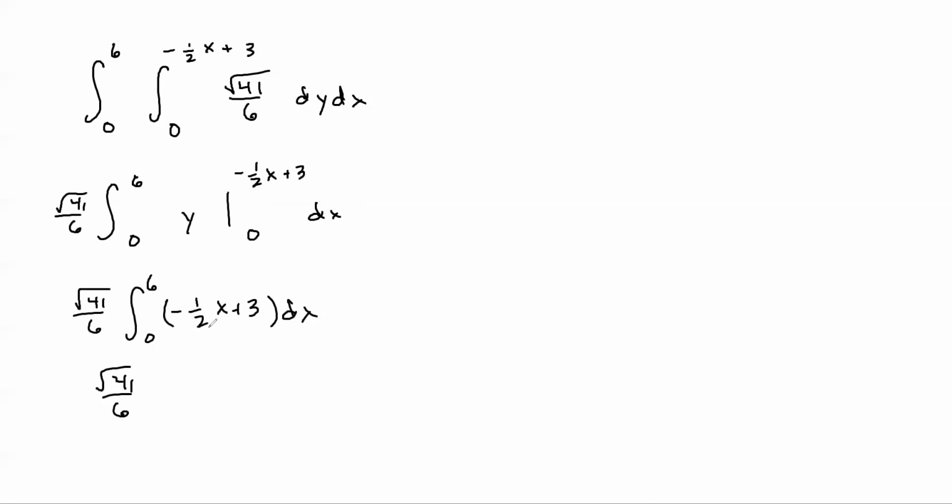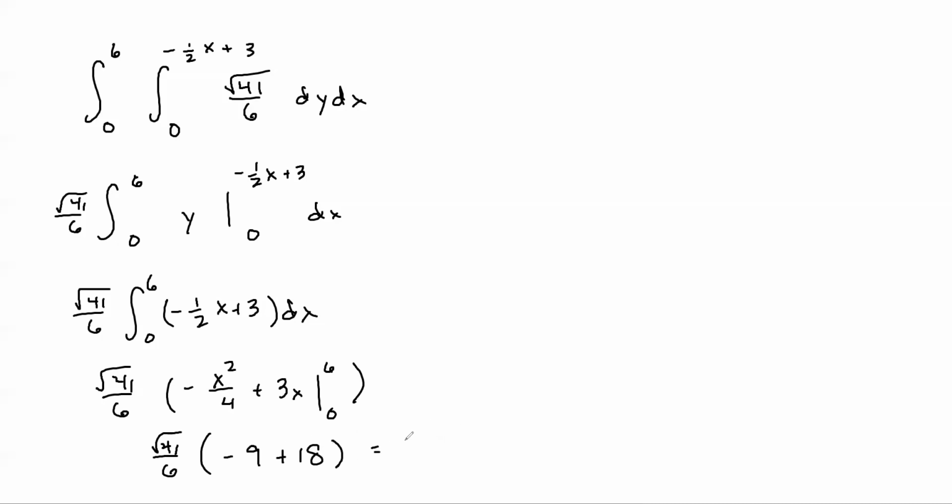And then we can integrate. And so we're going to have what? This is x squared over 2, so we'll get negative x squared over 4 plus 3x, 0 to 6, times root 41 over 6. Plug in 6, we get negative 36 over 4. That's negative 9. Plug in 18. Negative 9 plus 18 is 9. So we get 9 root 41 over 6 equals 3/2 root 41. And that would be the area for the part of our surface.